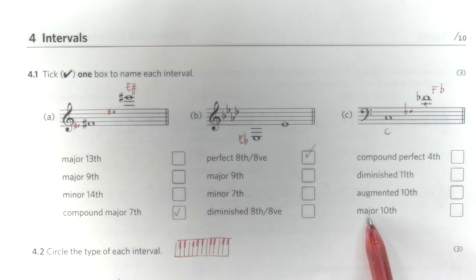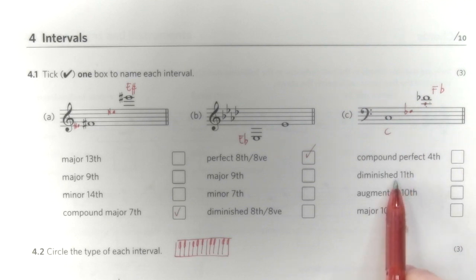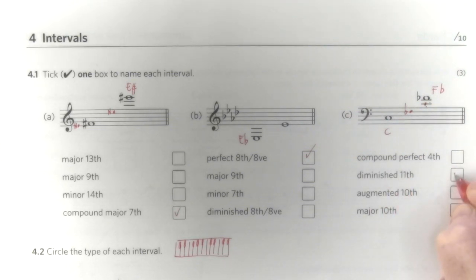So we can exclude these ones. Okay, these ones are incorrect. So is it a diminished or perfect? Let's have a look. A 4th is 2 tones and a half apart. So from Do, 1, 2 and a half, but instead of a half we have Fa flat, so it's 2. So instead of perfect we have it diminished, so the answer here is diminished 11th.